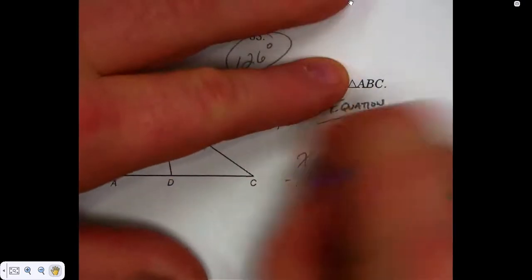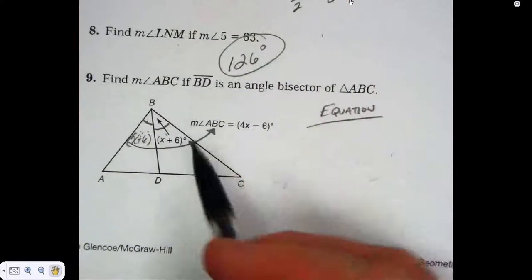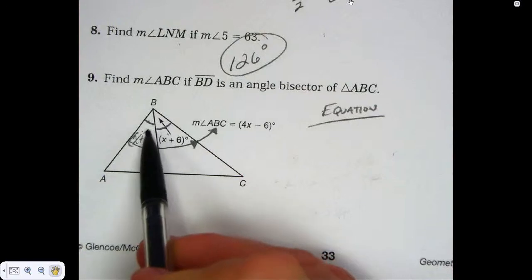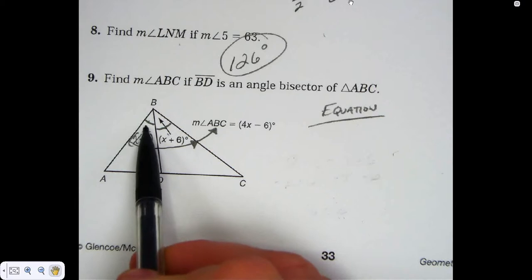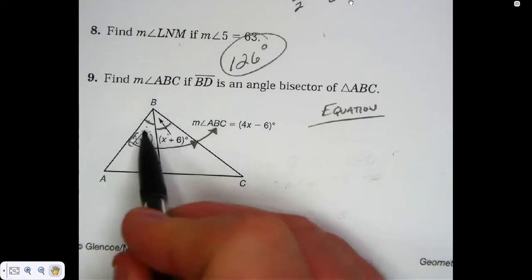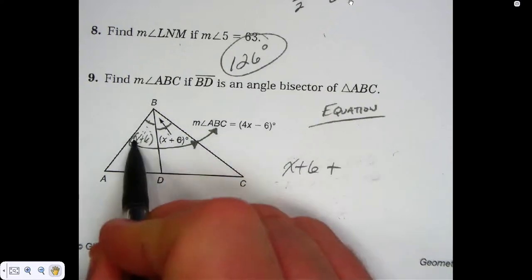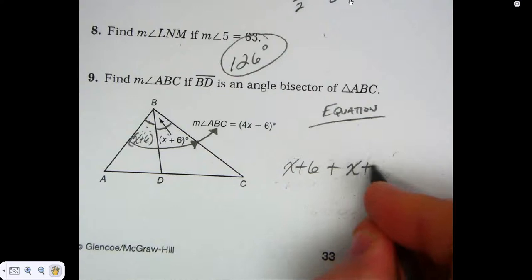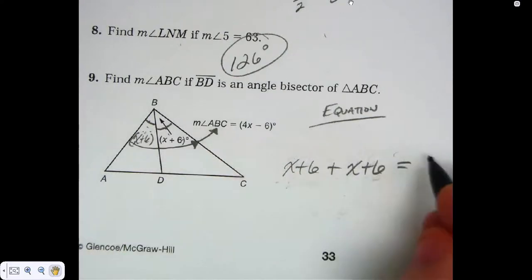Okay. So is there another way I can relate the measures of these? Well, don't skip steps on me. Tell me, what plus what is what? I think what he's saying is that this angle plus this angle has to equal the whole angle. Well, this angle is x plus 6, plus what's this angle? Well, it's also x plus 6. So x plus 6 plus x plus 6 is equal to what's the whole angle?